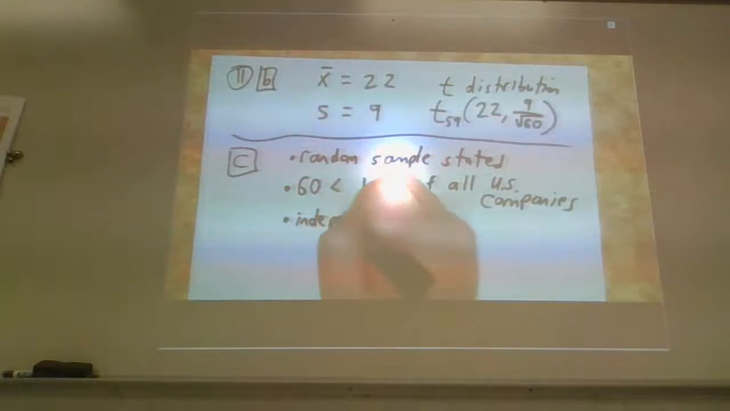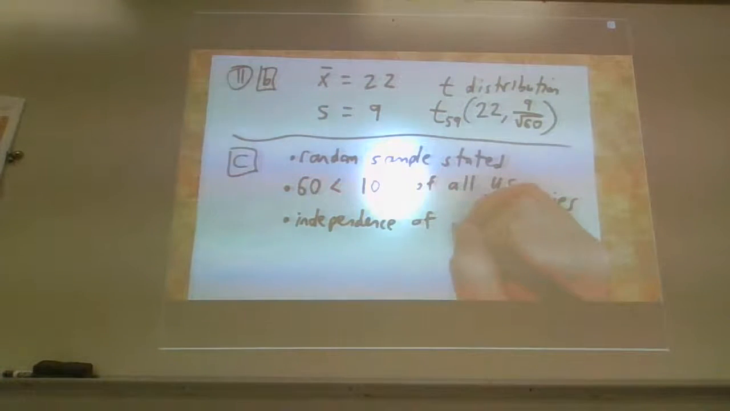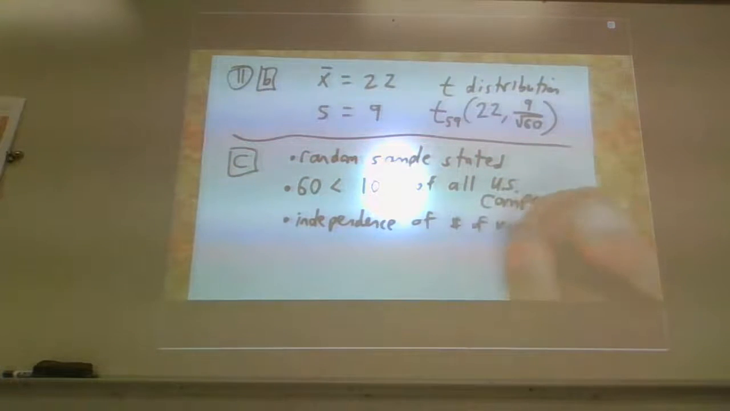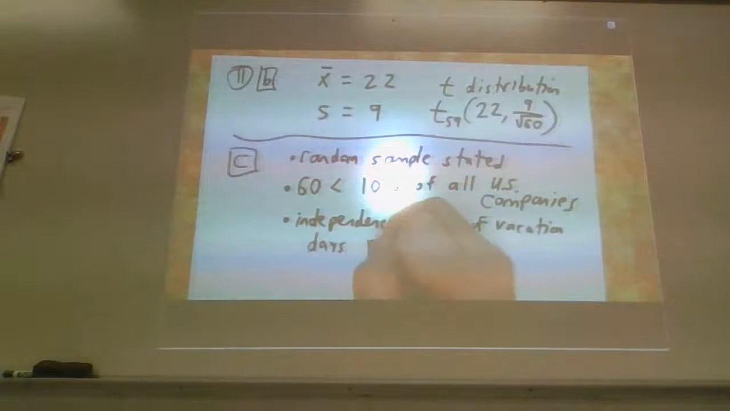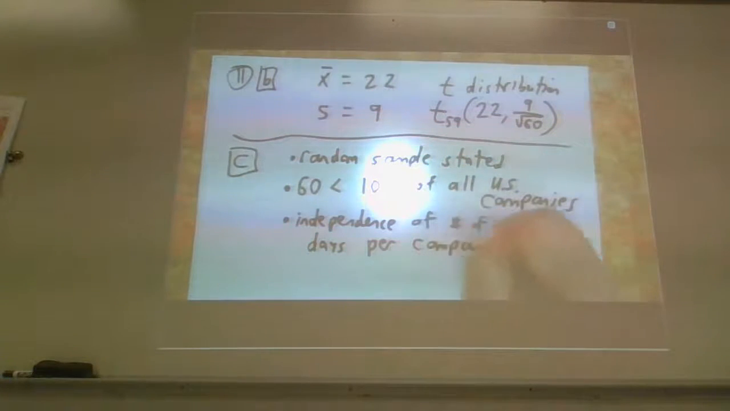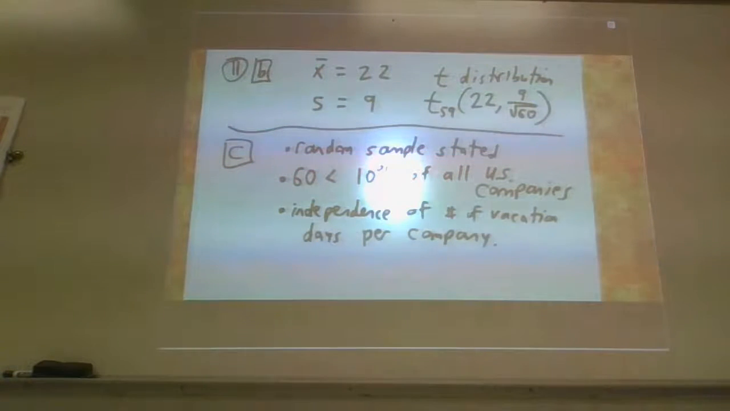We can say there's independence of number of vacation days offered per company. When I talk about independence, and I've warned against this, and I've left comments about this on a lot of those assignments, you can't just use the word independence and hope for the best. You can't just salute your paper and be like America. And yes, I know degrees of freedom. But you should specify the context of that situation.